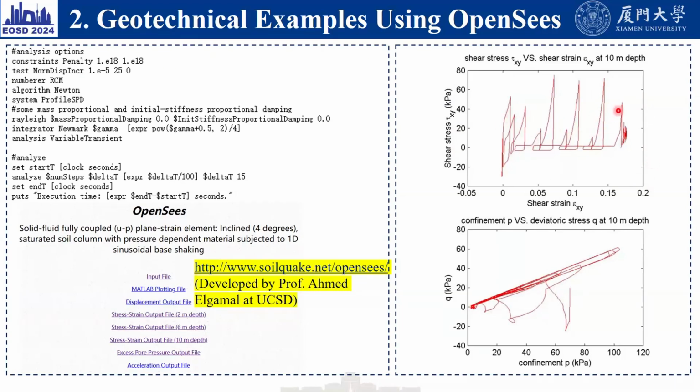Because I just mentioned the inclination angle is 4 degrees. So the deformation is accumulated in a cycle by cycle pattern in one direction. So this is very normal in saturated soil liquefaction analysis. So this is a very simple example.